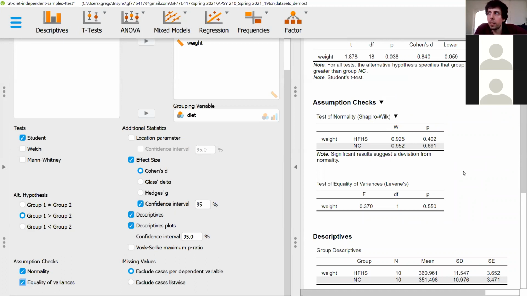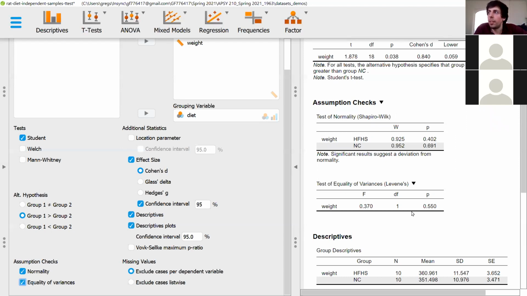And if you remember the Shapiro-Wilk test, here it helpfully tells you significant results suggest a deviation from normality. The Shapiro-Wilk test statistic is capital W, and it can be tested with a p-value. Because the p-value is 0.402 and 0.69, that is not significant. It would be significant if it was below 0.05 or 0.01, depending on how you chose to set your threshold. So we could say for these data that they are both normally distributed according to the Shapiro-Wilk test.